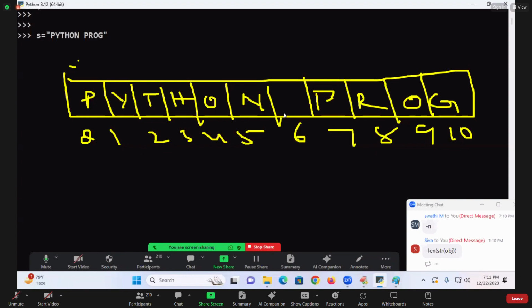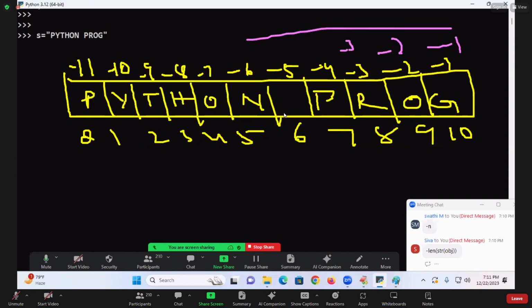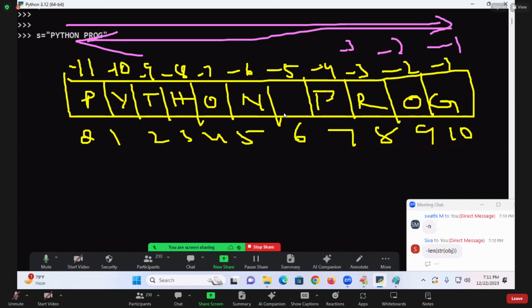Yes, here minus 11, minus 10, minus 9, minus 8, minus 7, minus 6, minus 5, minus 4, minus 3, minus 2, minus 1. Or if you feel difficulty, you can start working like this. You can say minus 1, minus 2, minus 3. Don't think that you are going in backward direction. Actually, you have to go like this only.